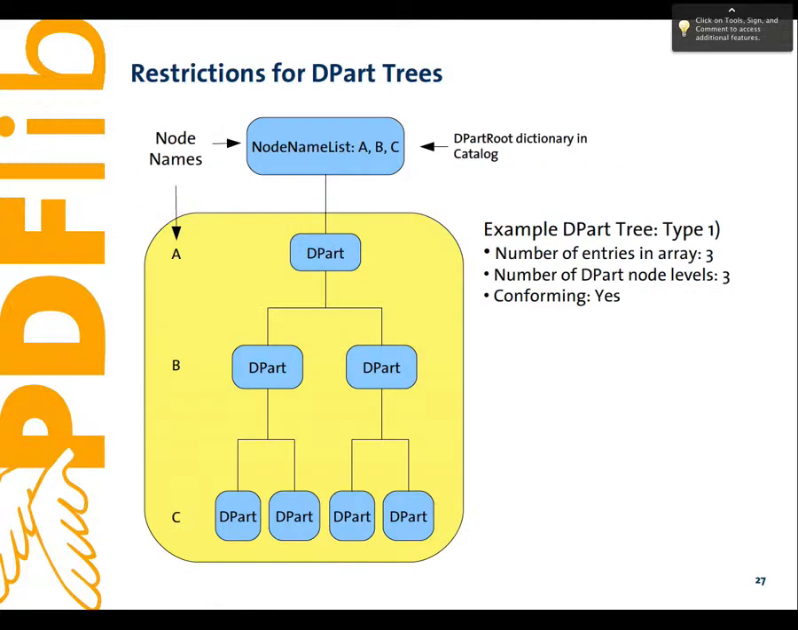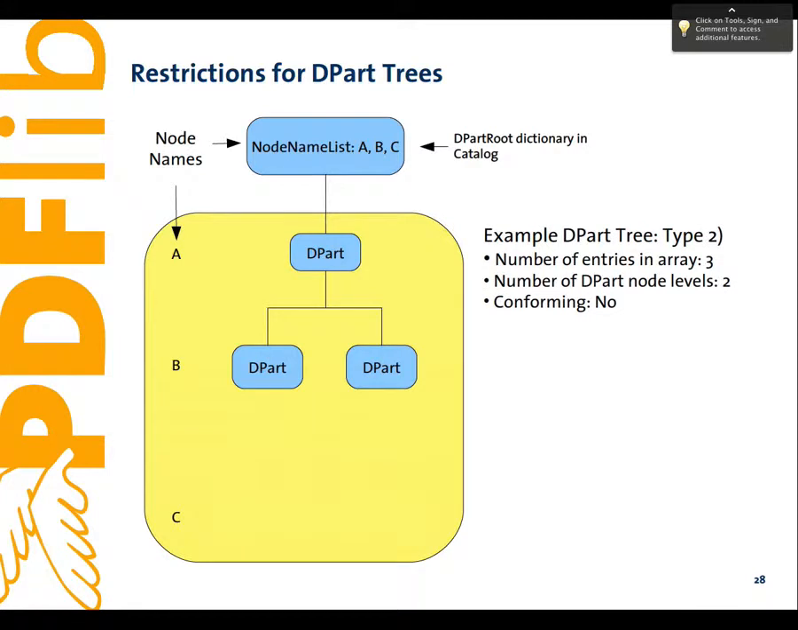I want to illustrate that. So here we have a DPart tree, and the node name list contains A, B, C, which corresponds to these levels in the document part tree. We have all the leaf nodes of the document part tree at level C, and the requirement is fulfilled. We have 3 entries in the array. We have 3 DPart node levels. So this is, of course, conforming.